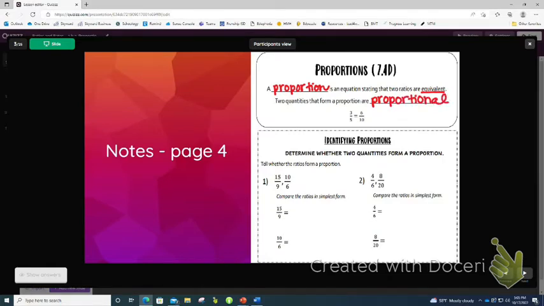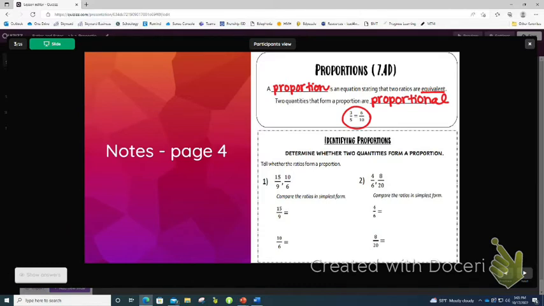We saw this a little bit yesterday when we looked at unit rates and made proportions where one fraction or ratio is equivalent to another, such as this example. To identify proportions, we're going to practice determining whether two quantities form a proportion. And to do this, we're going to simplify both fractions and see if they are equal to each other.